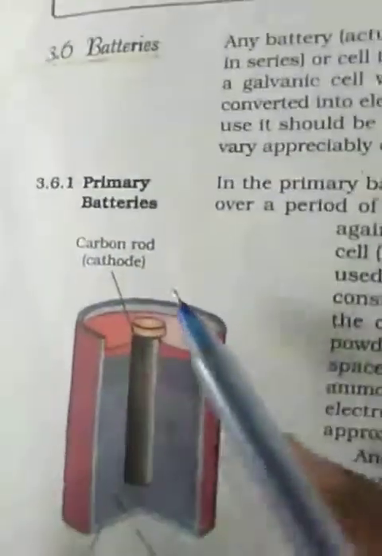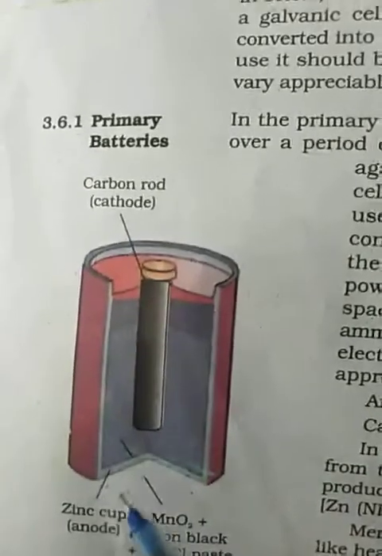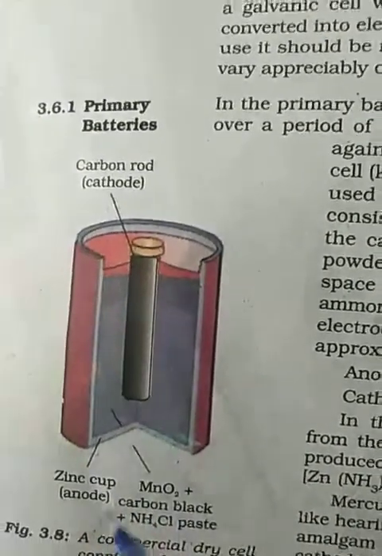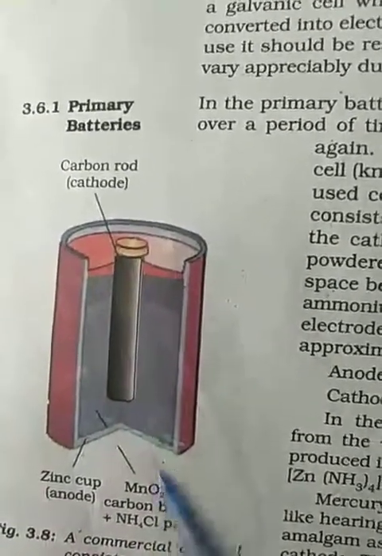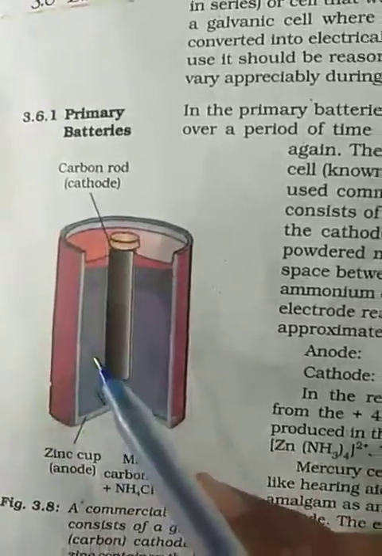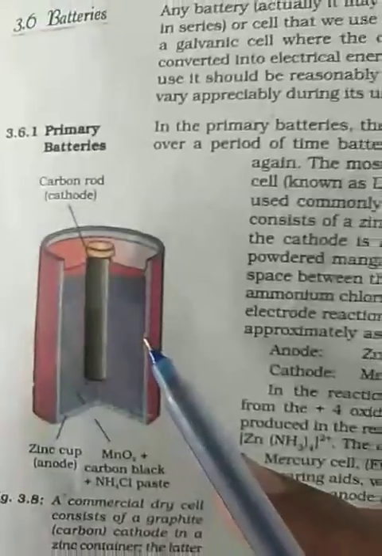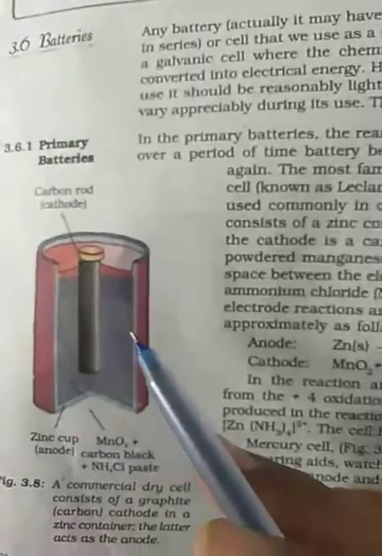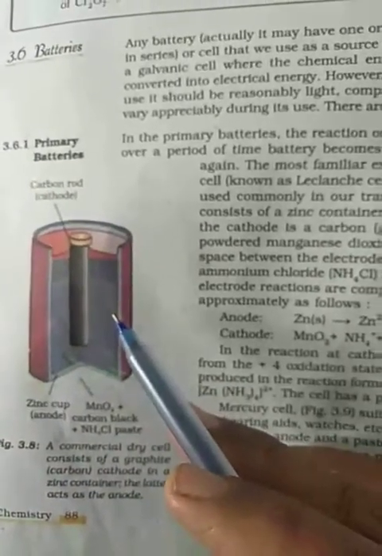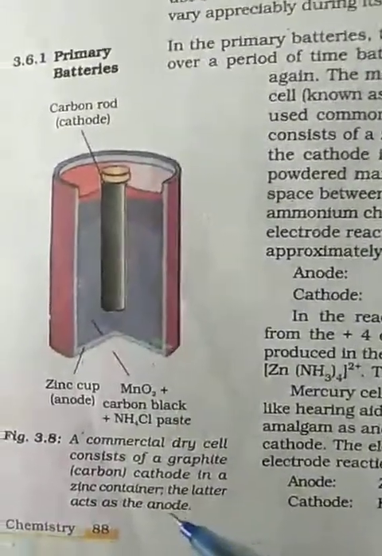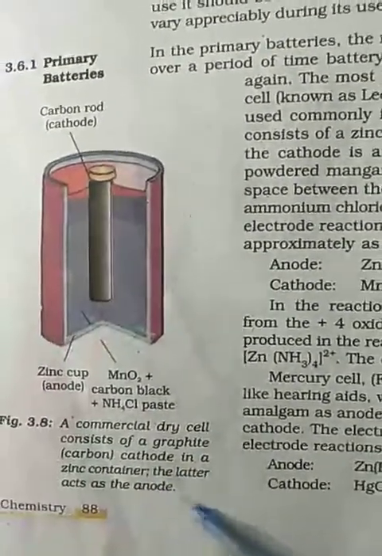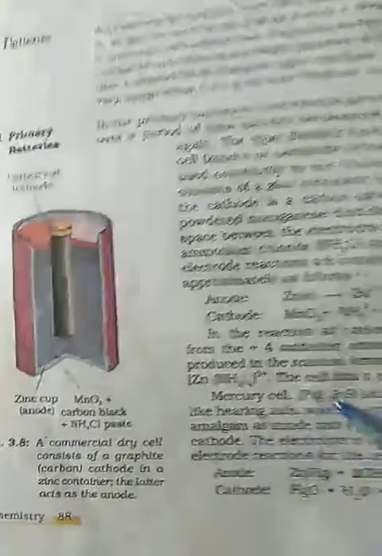Okay students, you see the figure. The carbon rod works as a cathode. It is surrounded by the zinc anode, and the MnO2 and NH4Cl paste is there, and it cannot be used again. Once its cell potential is used up, it is thrown away. A commercial dry cell consists of a graphite cathode in a zinc container. The latter acts as the anode.